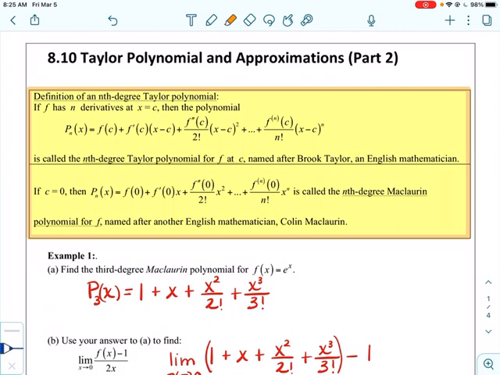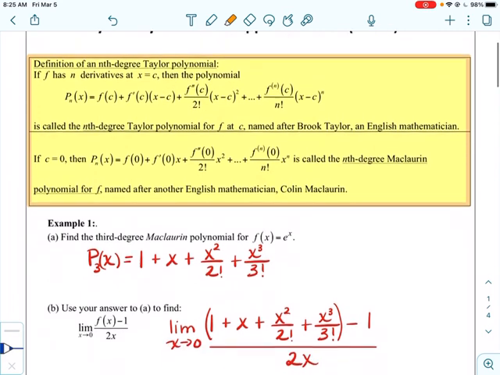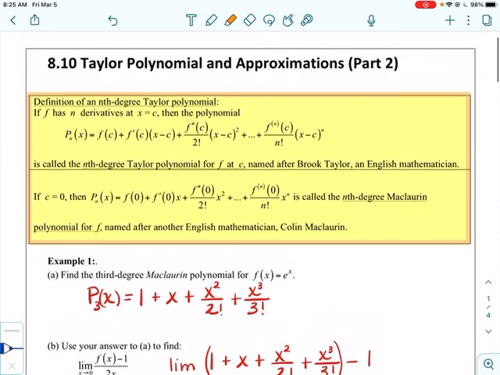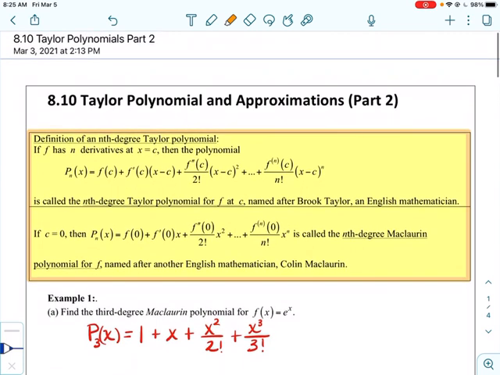Then if c is equal to 0, the polynomial is equal to f of 0 plus f prime of 0 x and so on. And that's called the nth degree Maclaurin polynomial for f, named after the English mathematician Colin Maclaurin. So we've already done a little bit of work for this.